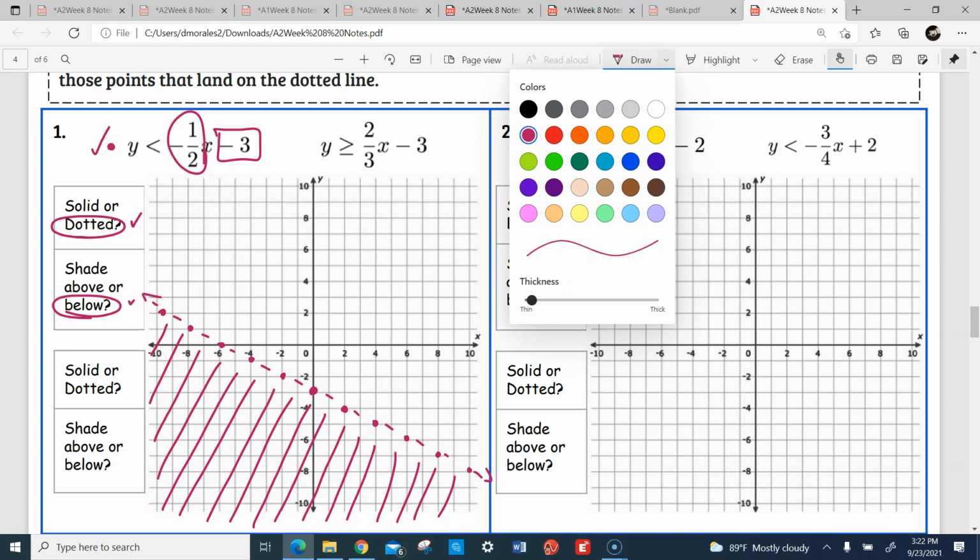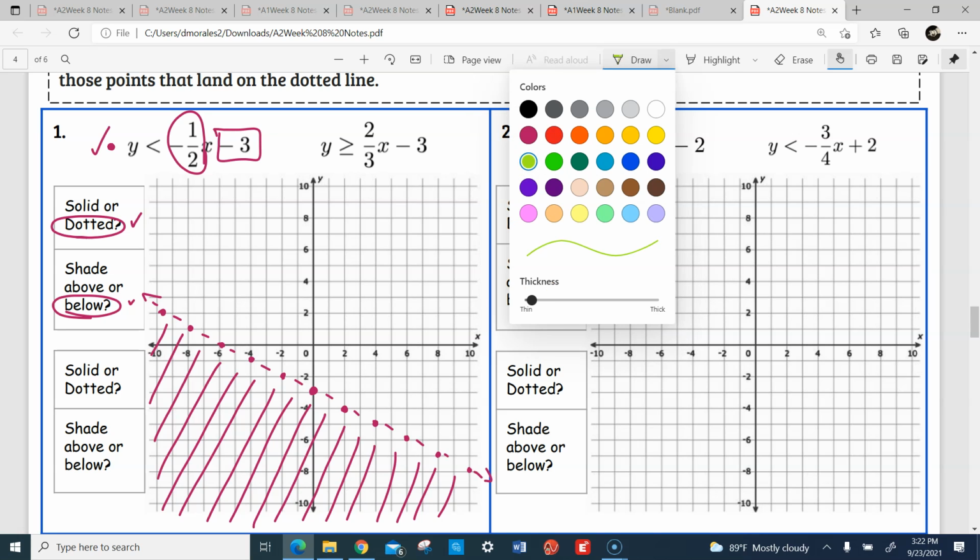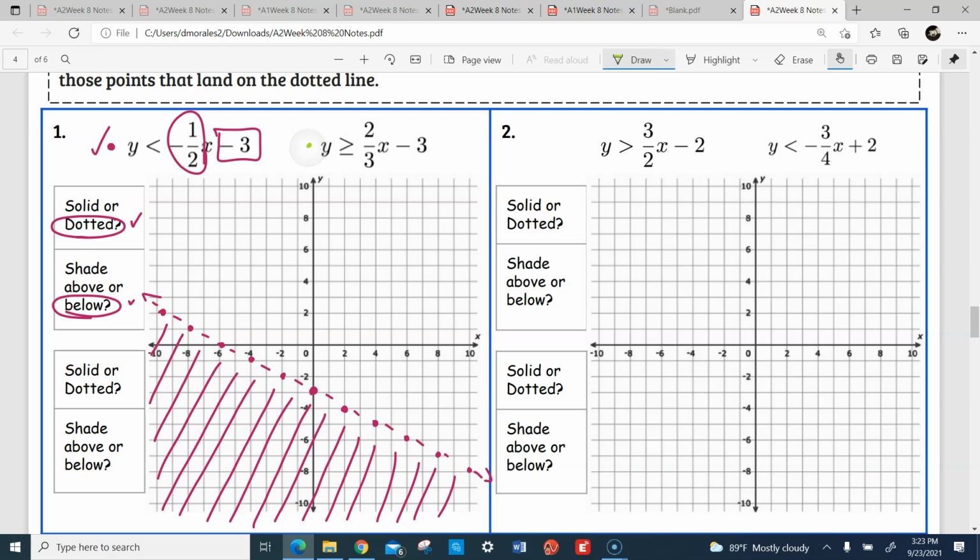Now let me switch up the color. Let's go to a different shade of red actually. Let's go ahead and pick this one. Here we go. And I'm going to work on this second inequality now. The greater than or equal to symbol means I'm going to have a solid line, because whenever you have the half equal sign, that means you're going to have a solid line. I'm going to be shading above because the phrase greater than is in that symbol.